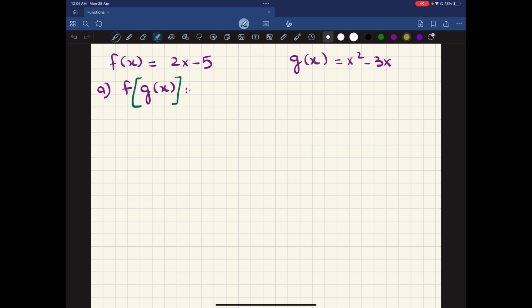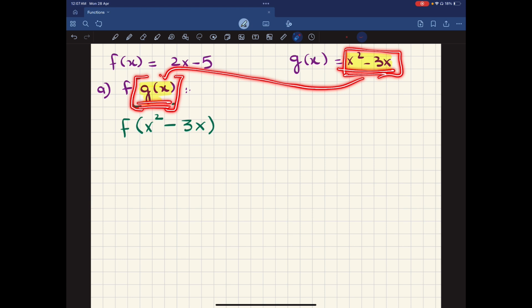And what is g of x? Go to function g and see. So this is g of x, right? So we're simply going to make the substitution. So what do we have? f of (x squared minus 3x). Understand? So f of g of x is in brackets. This is g of x. What is the value of g of x? It is x squared minus 3x. So we've simply substituted that here.